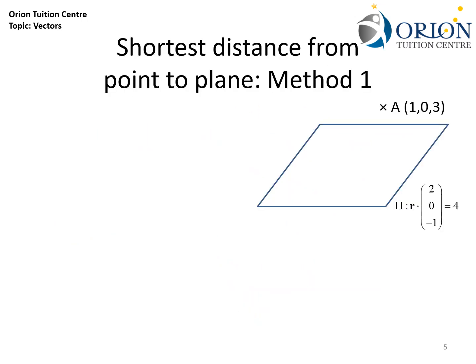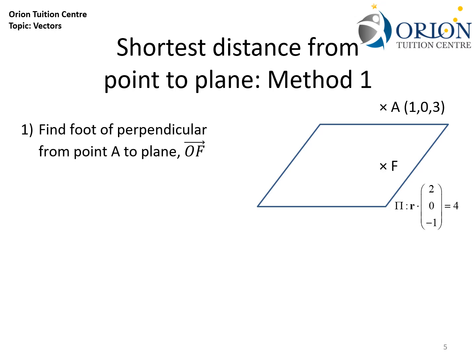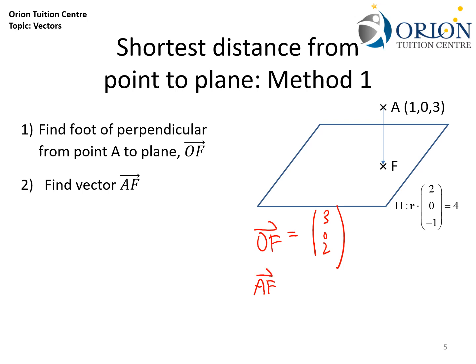The shortest distance from a point to a plane can be found by finding the length of the vector AF, if we know what is point OF. From earlier, we know that OF is equal to (3, 0, 2), and based on this, we can find out what is vector AF. AF will be equal to (3, 0, 2) minus (1, 0, 3), which gives us (2, 0, -1).